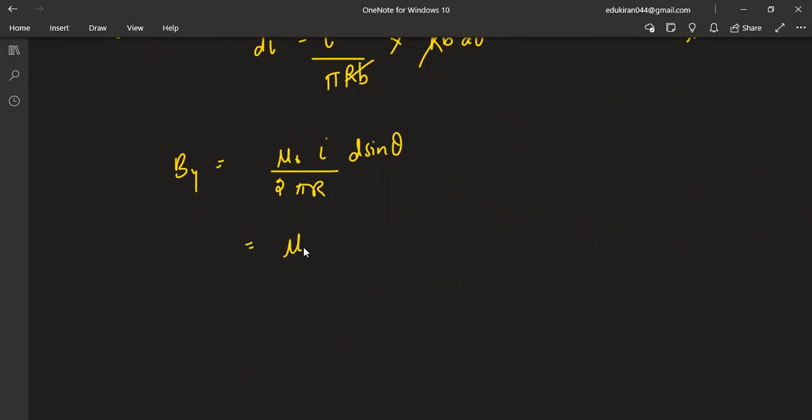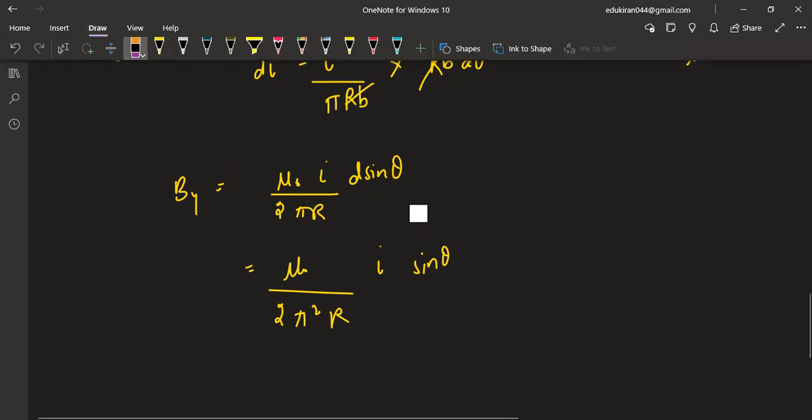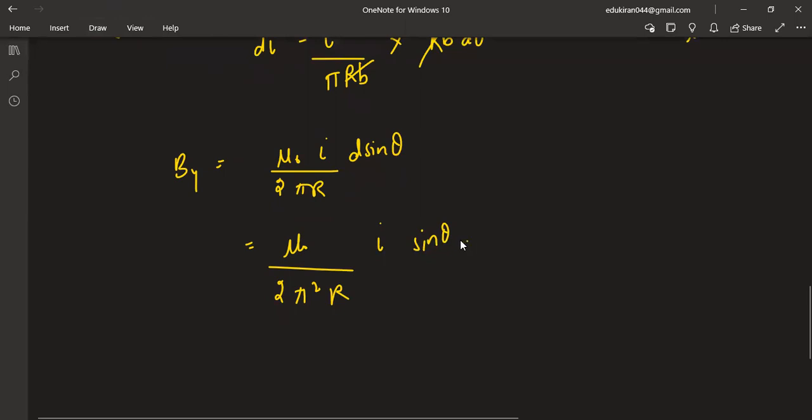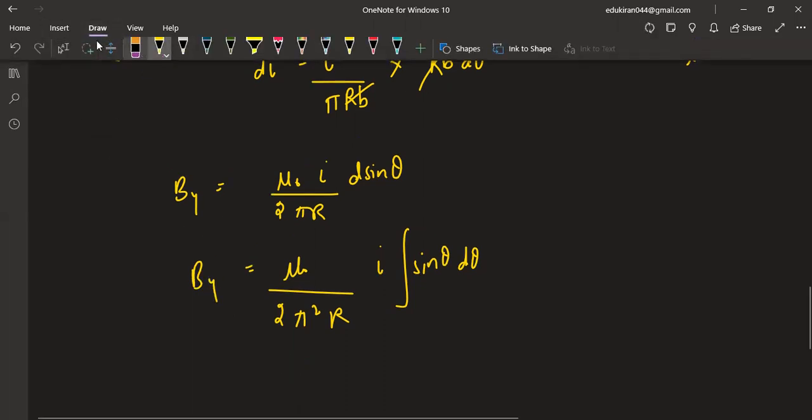Now see, mu naught, I'll write it as I by pi d theta. So that becomes 2 pi square. This pi and this pi will get multiplied and this will become pi square r, I d sine theta. Basically sine theta into d theta, and integration. So integration of sine theta, everyone knows. Now when you resolve this, this is your answer along the y-axis. This is just what we have to do.